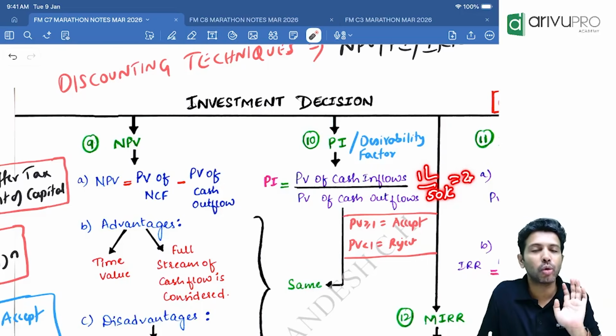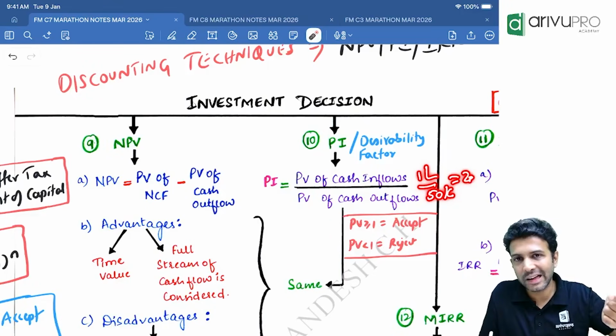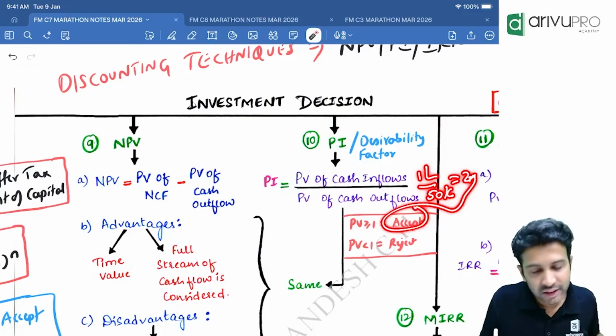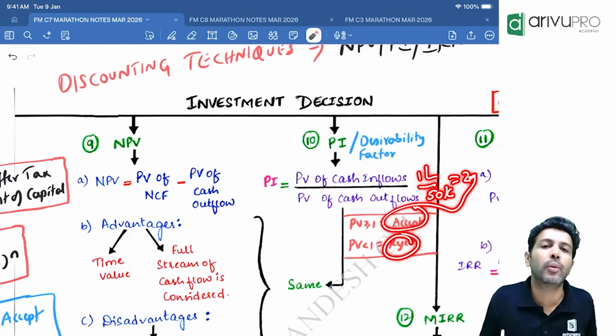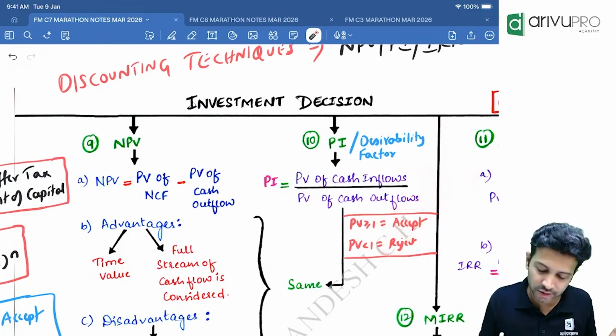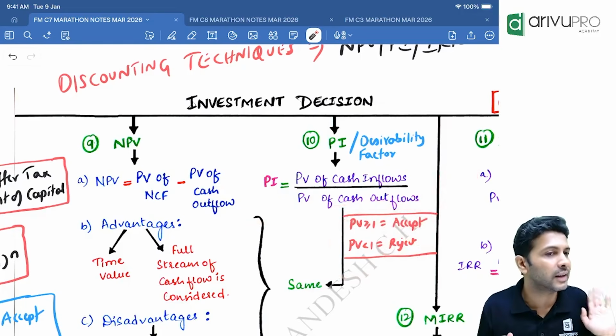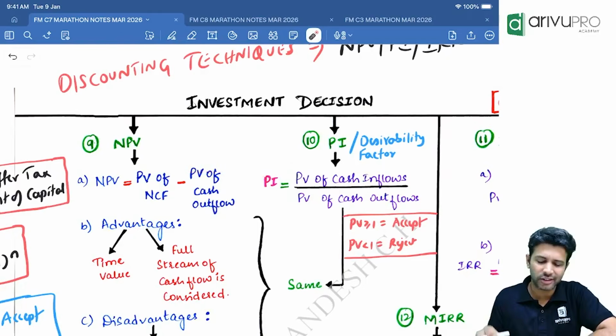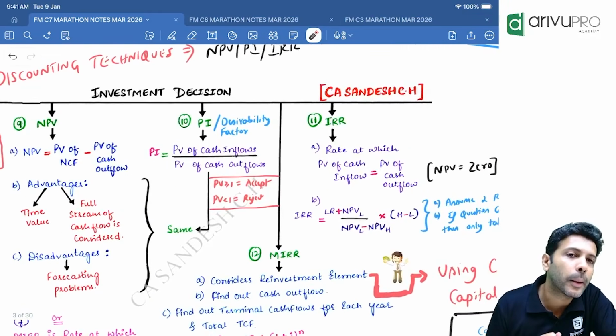So what's the decision rule over here is, if profitability index is greater than or equal to 1, then you can accept the project. If that index is lesser than 1, then reject the project. This is a decision rule based on profitability index. Okay. So this is just a pure extension. Nothing new in this case. Can we move forward to the other one?